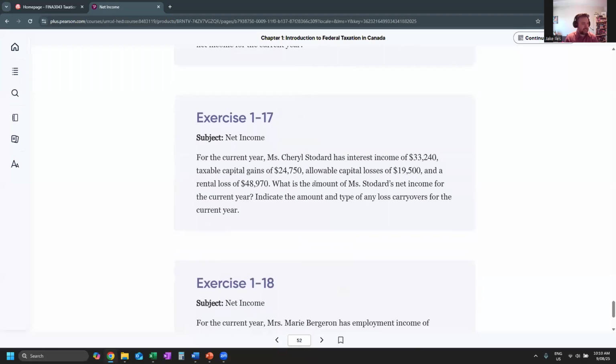I think we're going to complicate this somewhat. For the current year, Miss Stoddard has interest income of $33,240. So we're given a positive, so we know we're going to start with it at the top of our calculation.